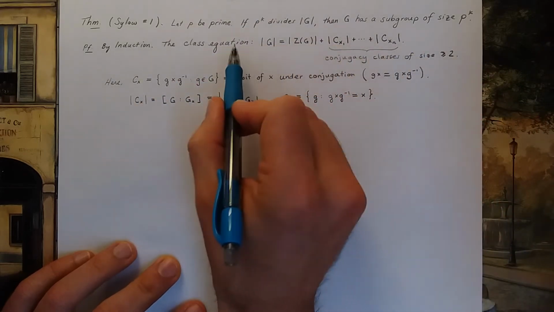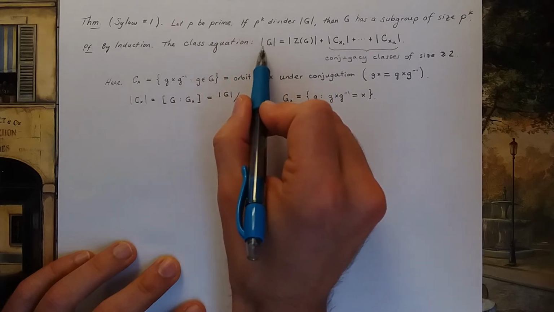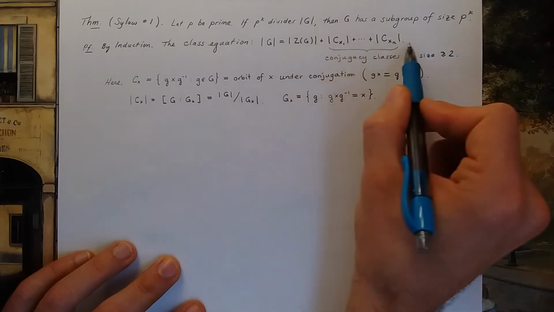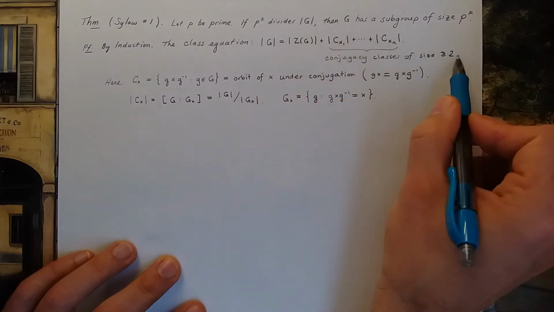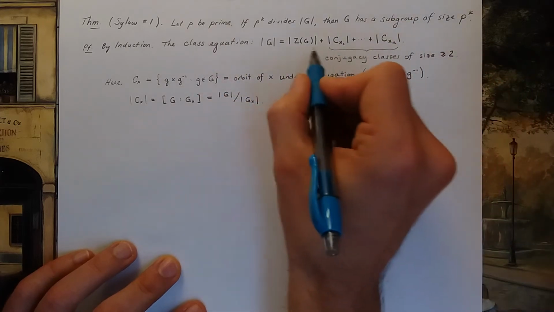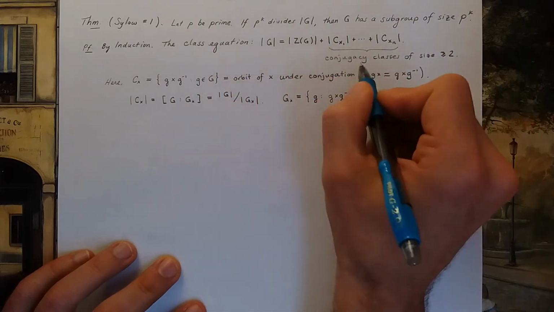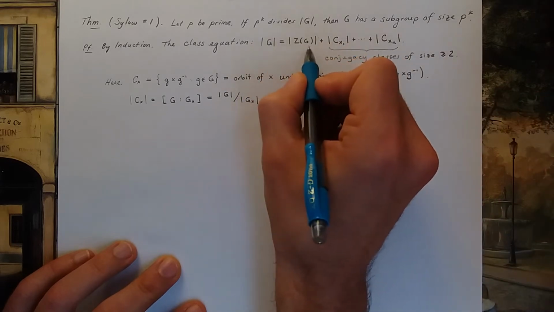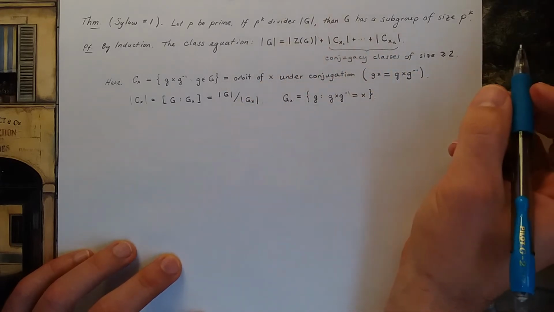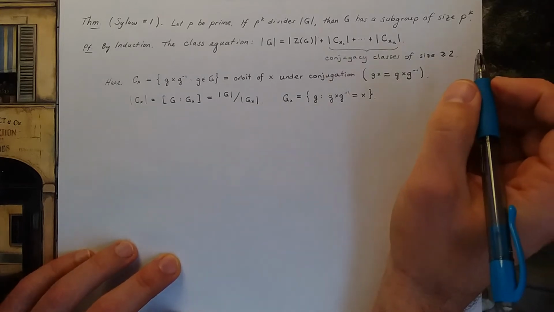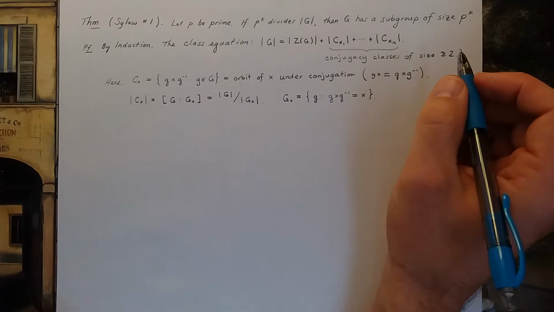We looked at all this last quarter, but I'd like to remind you because it's been a while. So we have the class equation. The size of the group is the size of the center plus the sizes of all conjugacy classes of size 2 or bigger. The way that we got this class equation was by just clumping together, unioning the conjugacy classes of size 1, that's the center of the group, and then writing down the rest of the conjugacy class sizes.